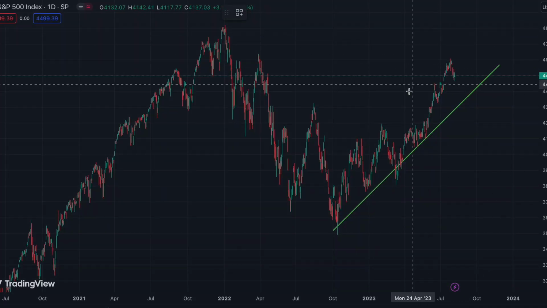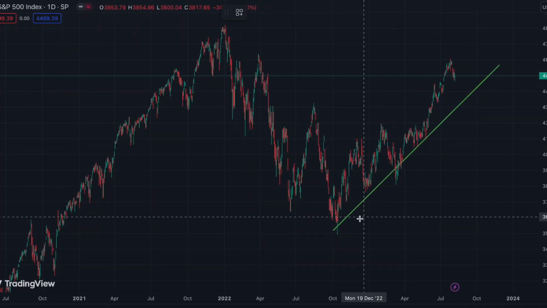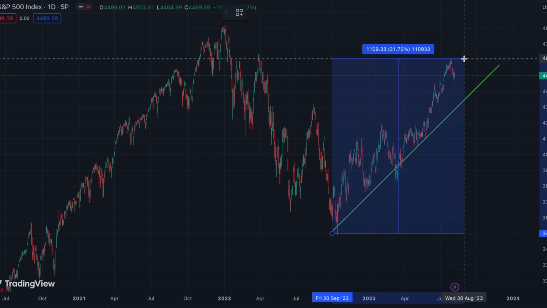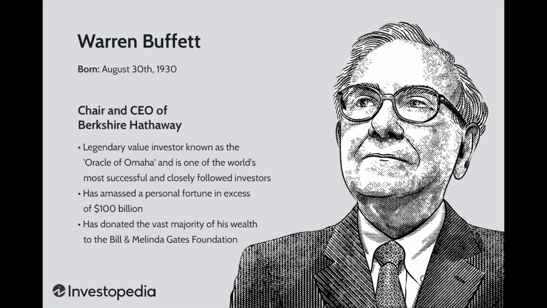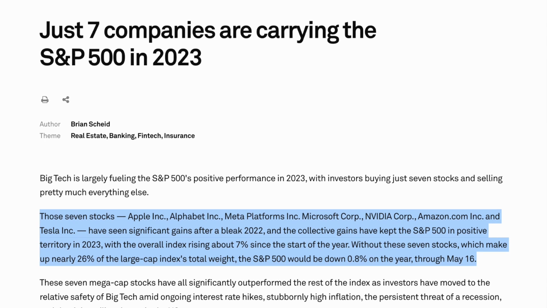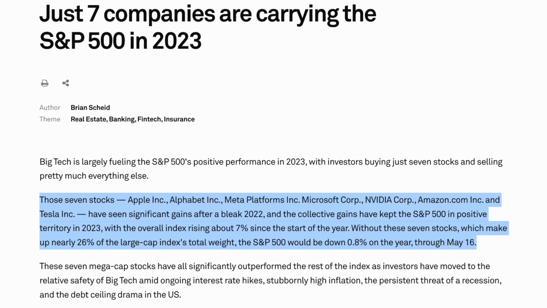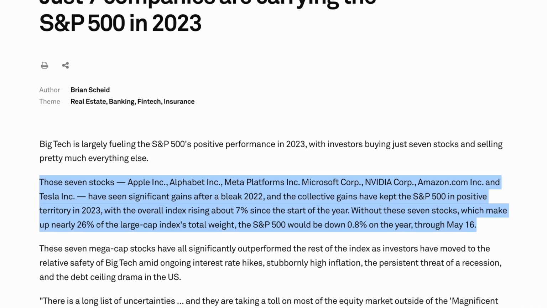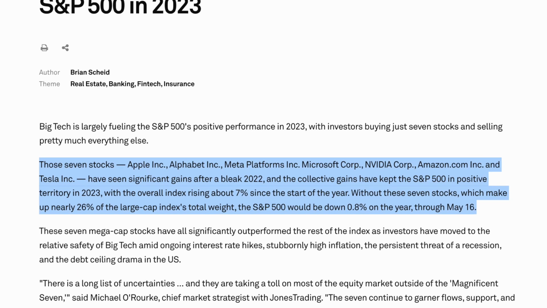But if all you focus on is, oh, the S&P is up 30%, my portfolio looks great, then as Warren Buffett says, you're going to be caught swimming naked when the tide finally goes out. By the way, that 30% gain on the S&P is entirely due to 7 tech companies. Remove those 7 from the index, and we would basically be flat for the year.